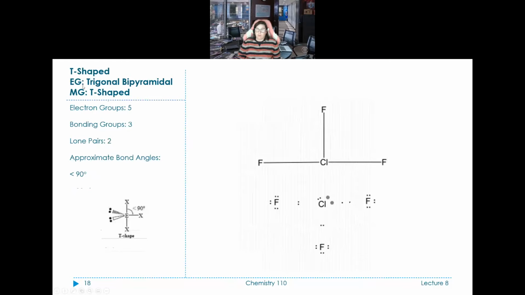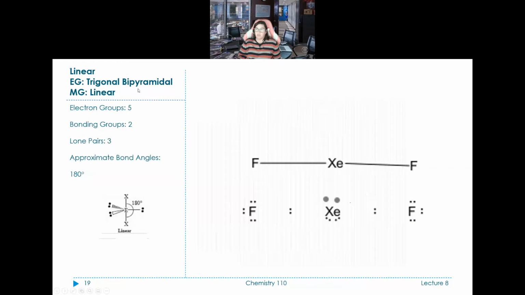5 electron groups, so our electron group is still trigonal bipyramidal, 3 bonding groups, 2 lone pairs. We have something that's called T-shape. And what happens is that 2 of the sets in the equator plane are replaced with lone pairs. So the bond that exists between all of those things is less than 90 degrees. We end up with something that has the one that was above, the one that was below, and the one that is in the plane. It looks like a T. All right, so T-shaped. That's for 3 bonding pairs, 2 lone pairs in a trigonal bipyramidal electron group structure. Okay?